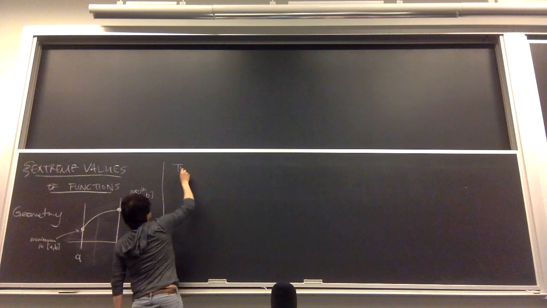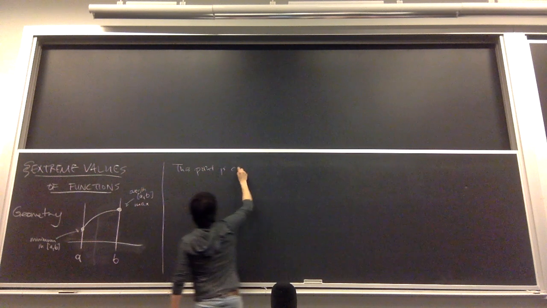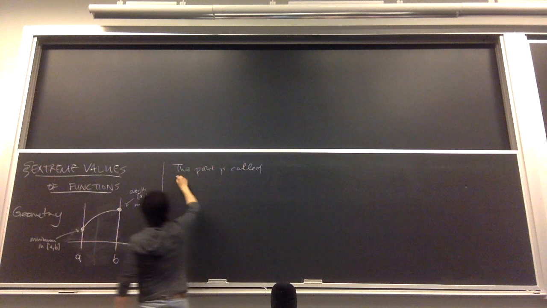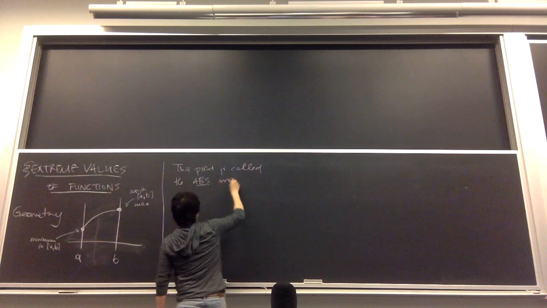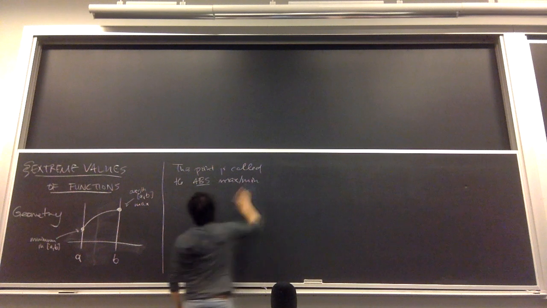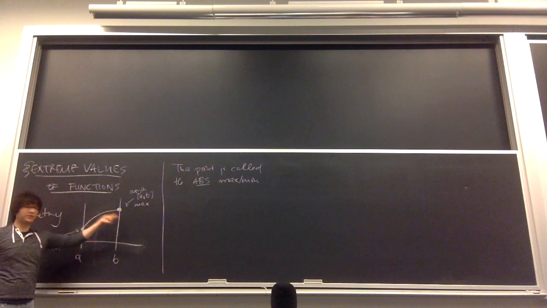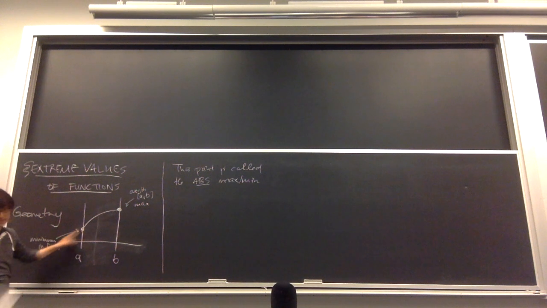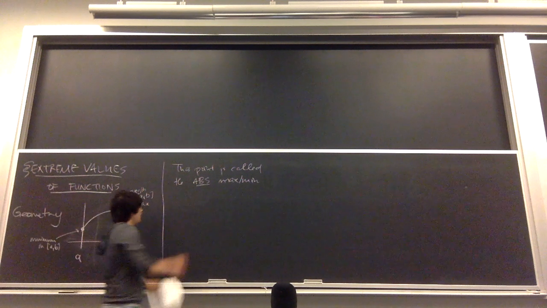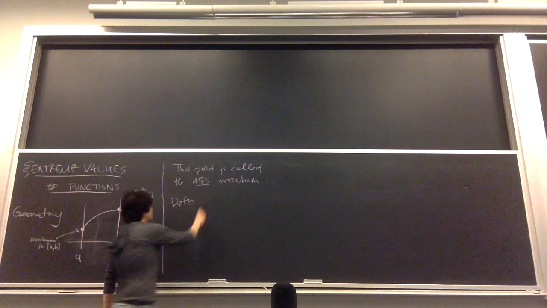This point is called the absolute maximum, or absolute minimum, because this is truly the largest value over the whole interval. There's nothing bigger than it. I can truly say there is no point on the function that is larger than this, and no point on the function that is less than the minimum. If I wanted to give this an algebraic definition, can anyone give me a guess?